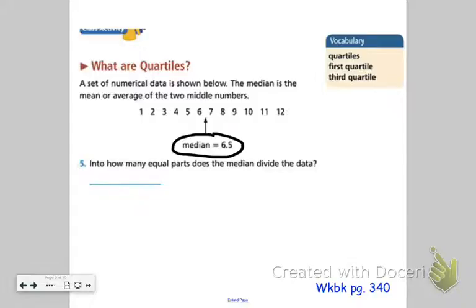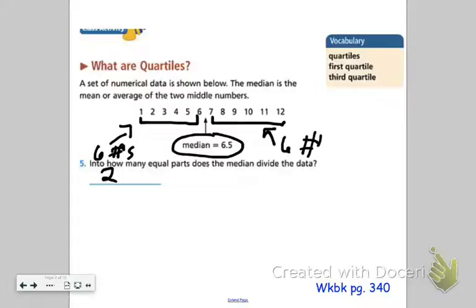How many equal parts does the median divide the data? Well, what we've just done is we've split it up into two equal parts. We have this section here from 1 to 6, and we have this section here from 7 to 12. In the first part, we have 6 numbers, and in the second part, we have 6 numbers. So we have a lower half and an upper half. Both of them are equal parts, and it was the median, the 6.5, that divided them into those two equal parts.